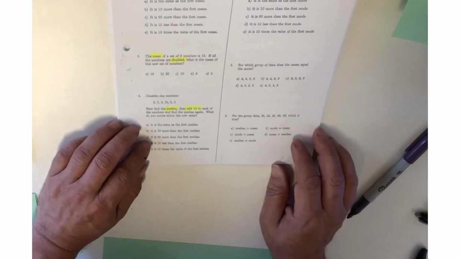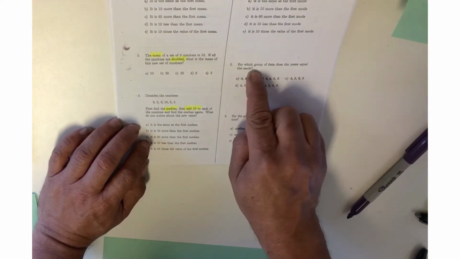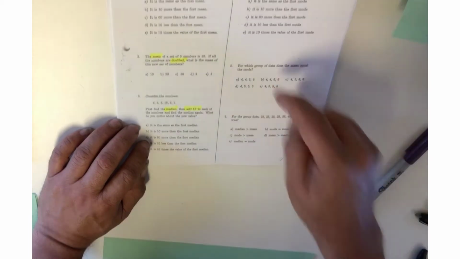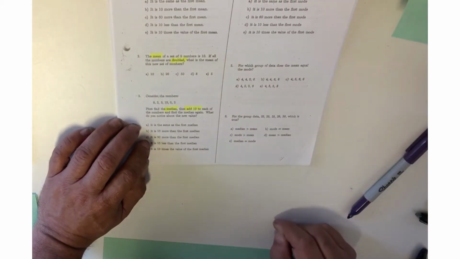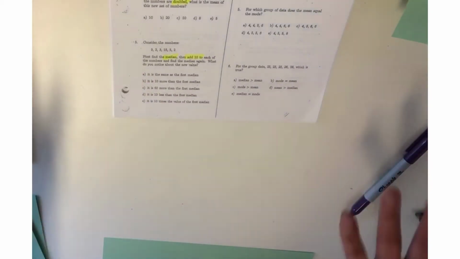Number 5, I'll let you do on your own because it says for which group of data does the mean equal the mode. That just means you got to find the mean, the median, and the mode, and then look at the data for all 5 of these and see which one of them have equal means and modes and so forth and so on, right? Alrighty, we move on to number 6, and that'll take care of the front. As I said earlier, this is not that difficult.